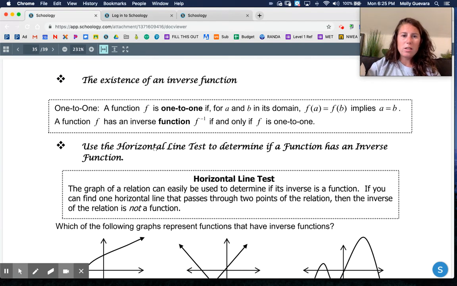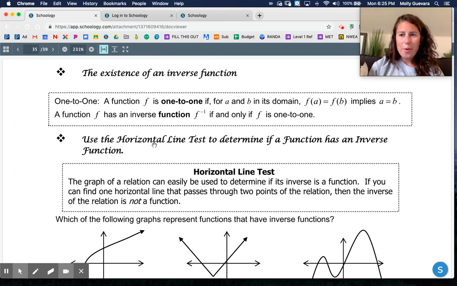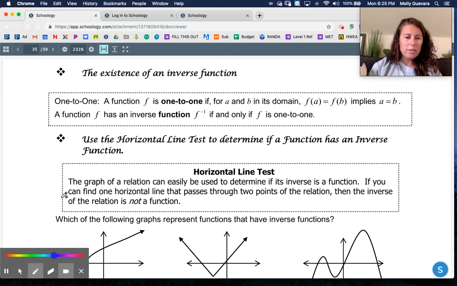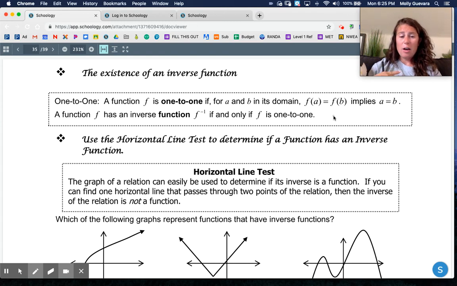We're now going to look at how you even know if there is an inverse function. There might be graphs that don't have an inverse. You cannot flip the x and y and have it work out. That is what we call one-to-one. So that's what we're going to look at now. A function is one-to-one if the inverse is also a function.